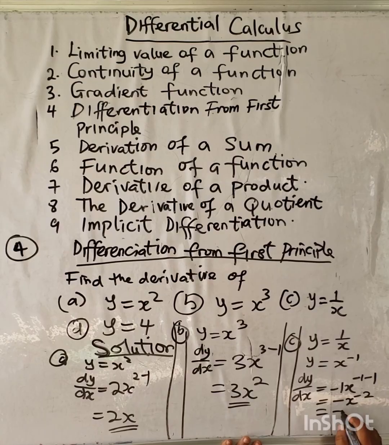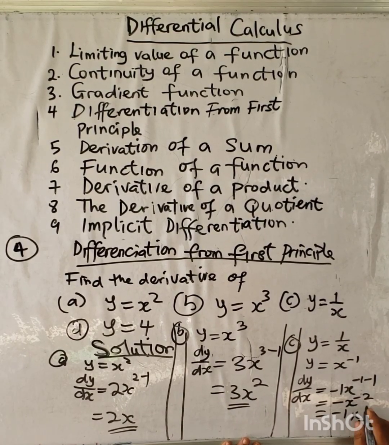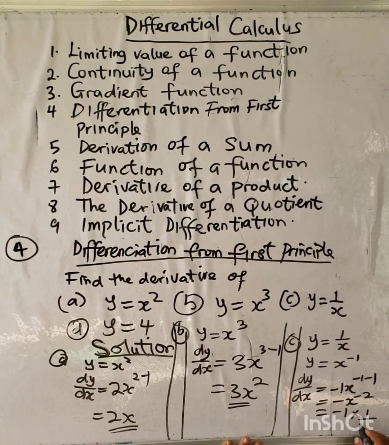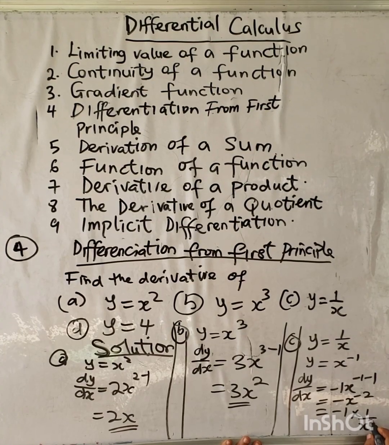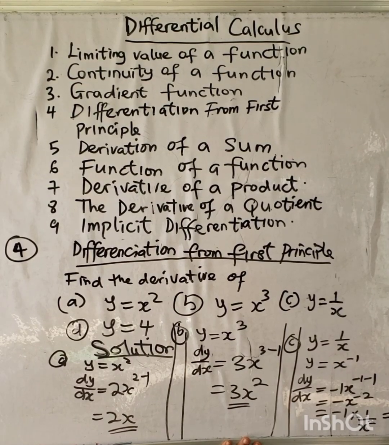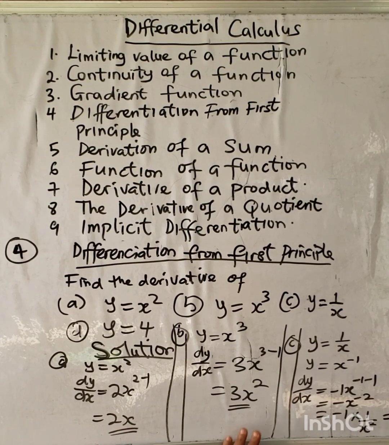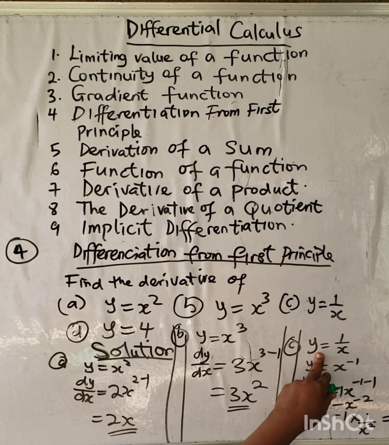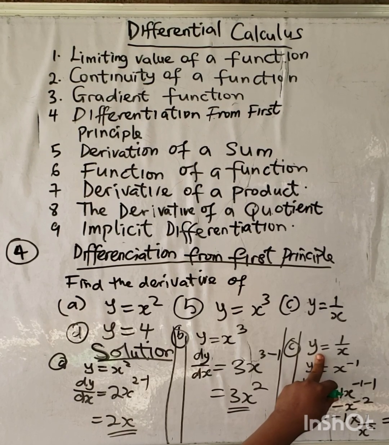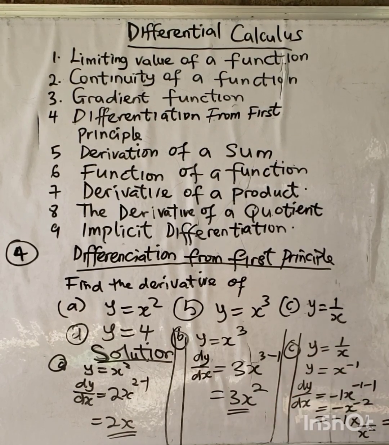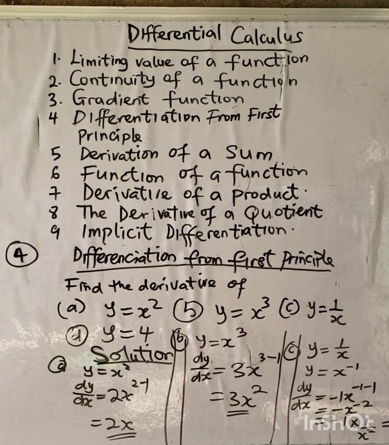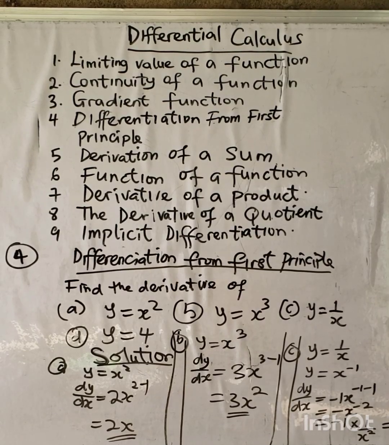Therefore, minus 1 times 1 over x squared. To eliminate the negative index, this will become minus 1 over x squared. Therefore, the derivative of 1 over x is minus 1 all over x squared.